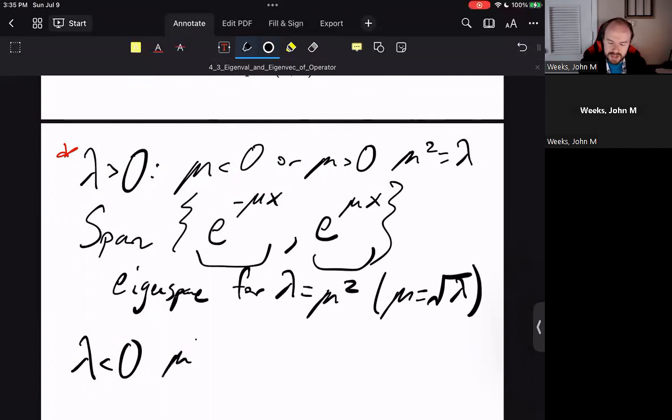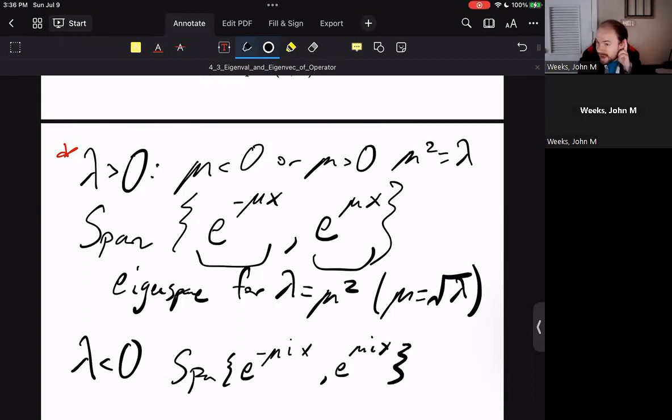What mu values are we looking at if mu squared equals -1, for example? We are looking at imaginary numbers for mu. So we need to take some care when it comes to that. We're going to have the same sort of span, but this time it's going to be out of functions like e to the negative, let's see, mu is the square root of lambda. So we're just going to say e to the negative mu i times x and e to the mu i times x, something like this. This is our new span here.